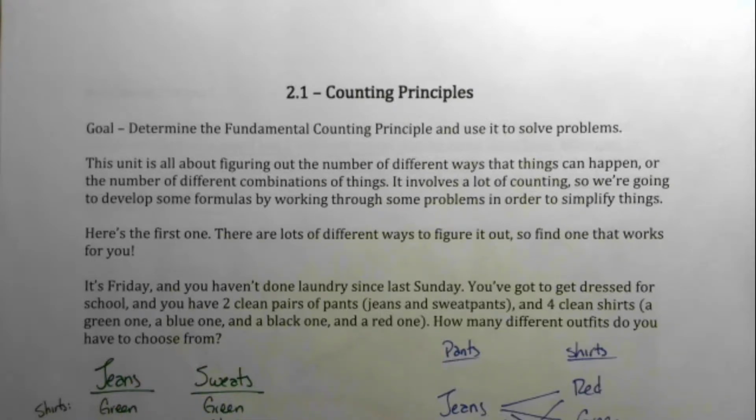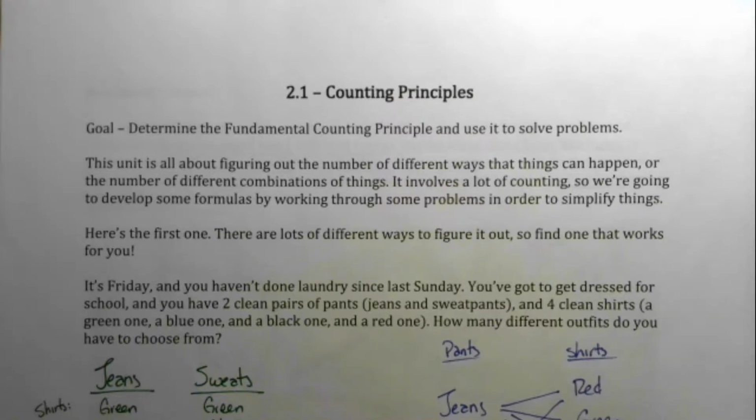The whole purpose of chapter 2 is that it's about figuring out the number of different ways that things can happen, or the different number of combinations of things. It involves a lot of counting, so we're going to develop some formulas by working through some problems in order to simplify them. This is kind of the first formula we're going to develop.